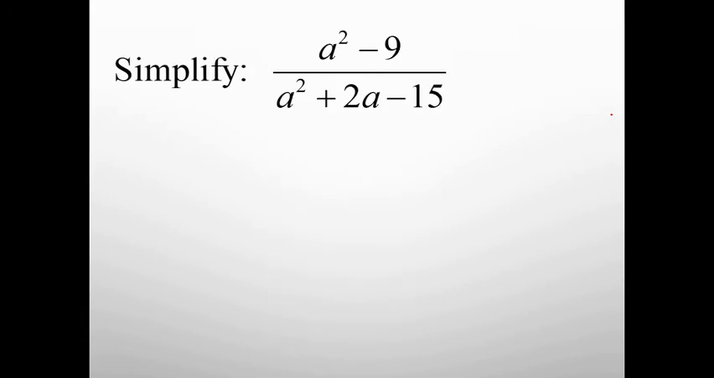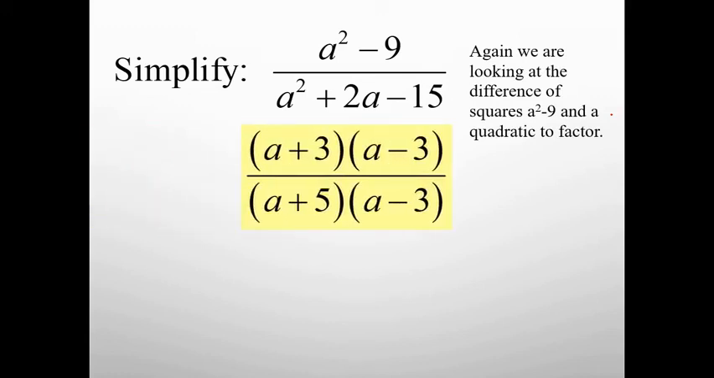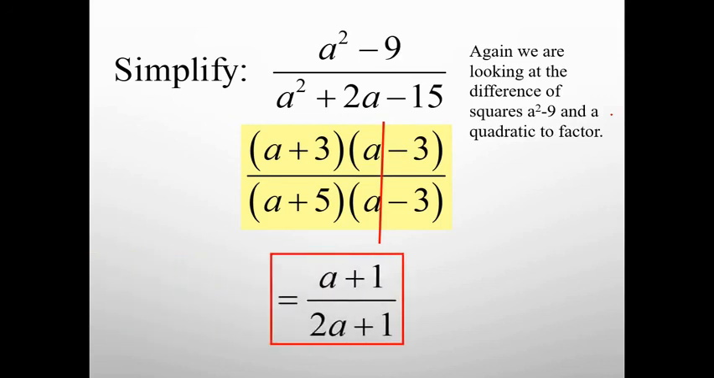All right, here we have 2 more quadratics. Our numerator is a what? Yeah, again, we're looking at the difference of squares with a squared minus 9 and a quadratic to factor. We are going to factor both of these, and notice that we have an a minus 3 in the numerator and the denominator, leaving us with a plus 3 over a plus 5.